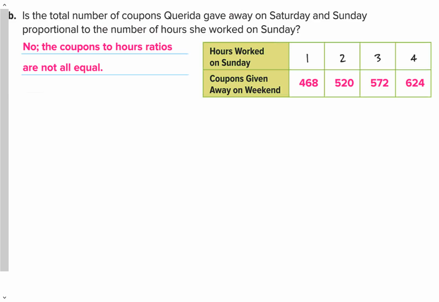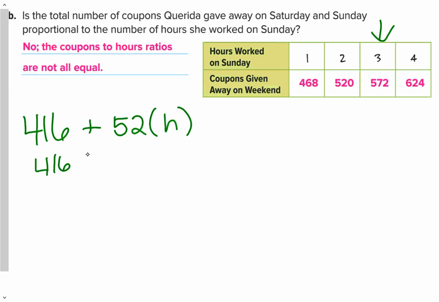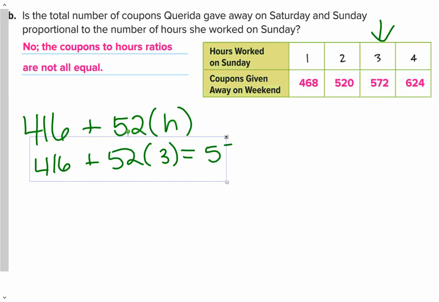Now we're going to extend that a little bit more, and we're going to say is the total number of coupons she gave away on Saturday and Sunday proportional to the hours that she worked. Now she started off with 416. We already know from our last example that she gave away 52 coupons per hour. So we're going to add 52 times the number of hours. For example, if she worked 3 hours, it was 416, the one she already started with, plus 52 times 3. Okay, and that's how we got 572.